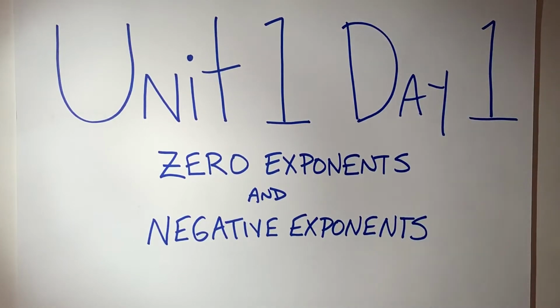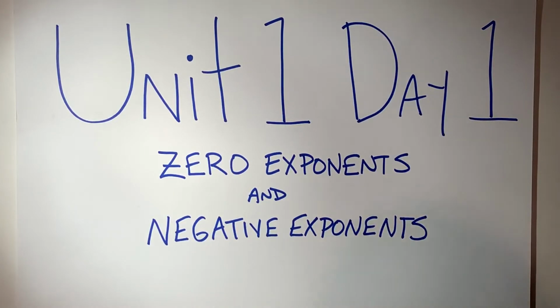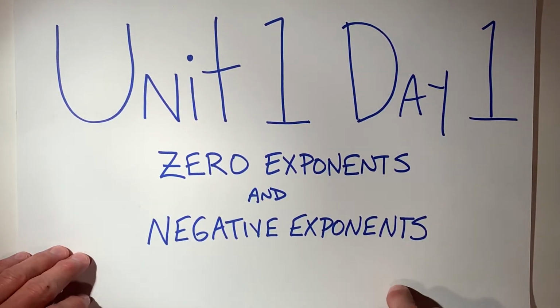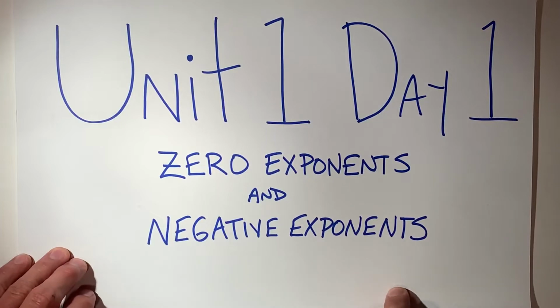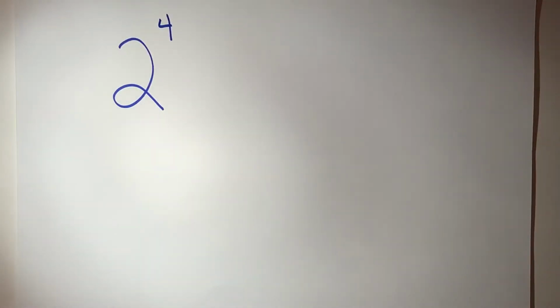Good afternoon, everybody. Today is the beginning of Unit 1, Day 1, and we're going to begin with talking about exponents. Specifically, we're going to talk about zero exponents and negative exponents. Now, these are some of the harder concepts to get our heads around, so what I'd like to do is spend some time looking at what an exponent is, just so we're very, very clear on what the expectations are and what we're talking about.